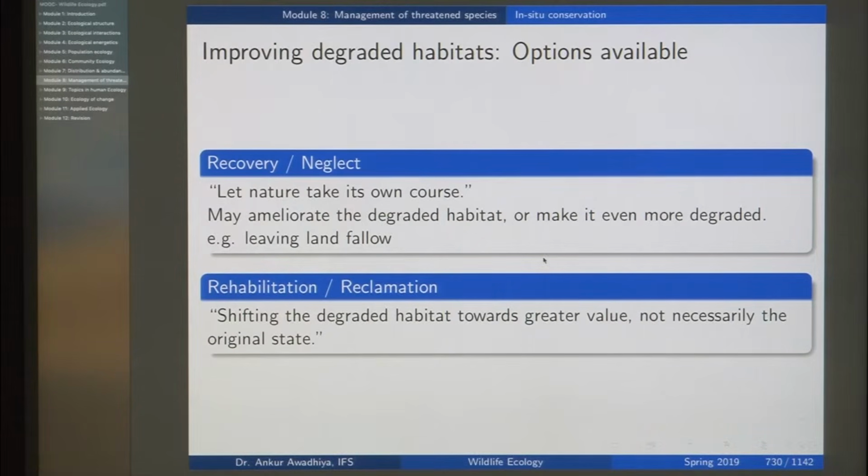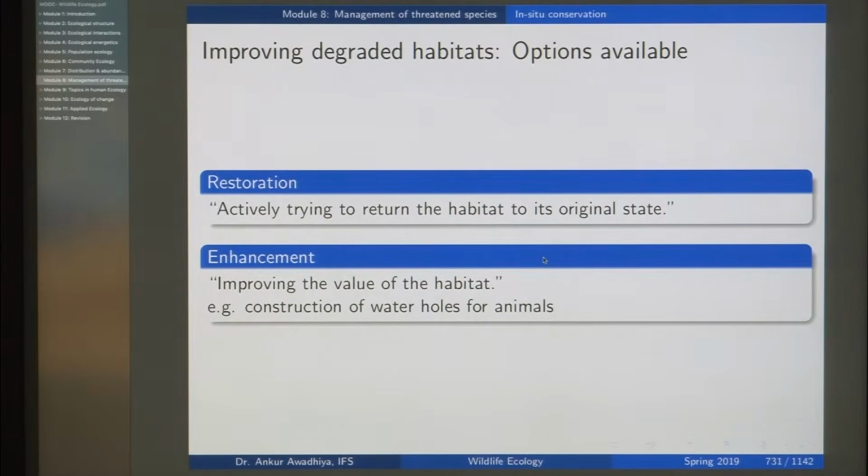So, it may ameliorate the degraded habitat, or in certain situations it can make it even more degraded. Next is rehabilitation or reclamation, in which you shift the degraded habitats towards a greater value, but not necessarily towards the original state. Third is restoration, where you are actively trying to return the habitat to its original state. So, you restore the whole system.